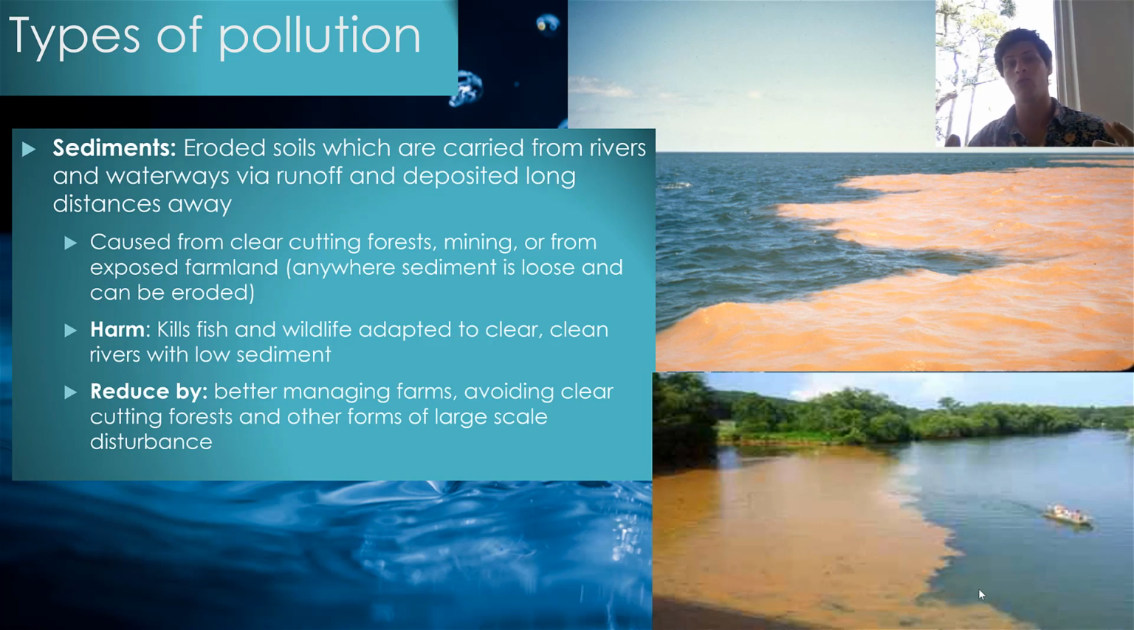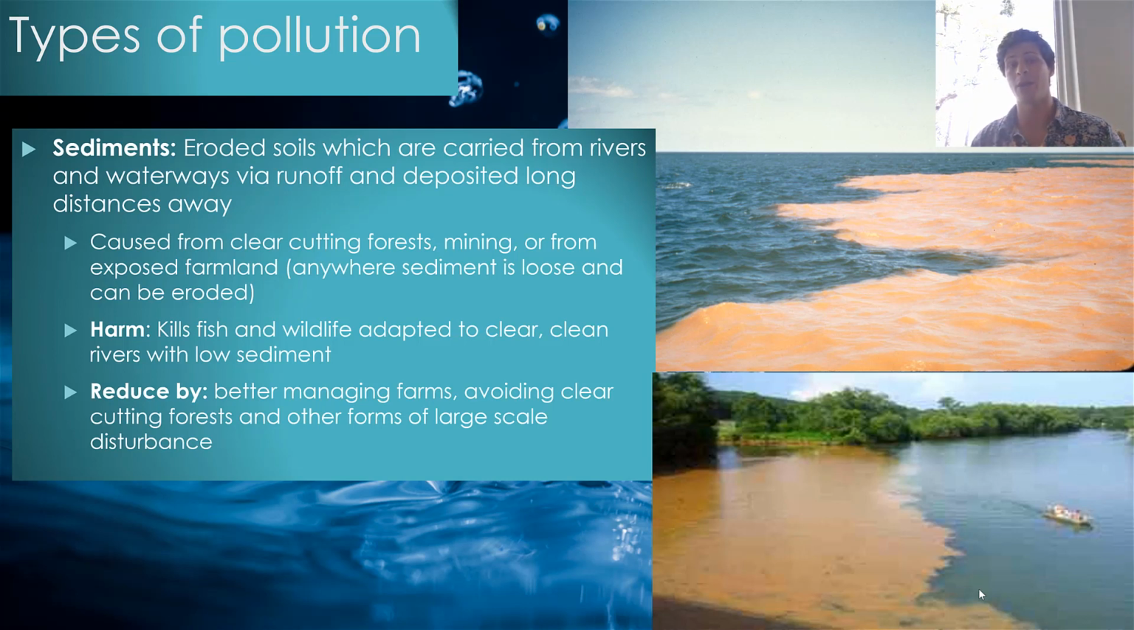Basically, anytime we remove the plant matter above a soil, leaving it exposed, leaving that sediment loose and vulnerable to erosion. This can be very harmful if it happens all at once. It can kill fish and wildlife that have adapted to clear, clean rivers and low-flow sediment. Remember that plants need a lot of sunlight, and when there's sediment pollution blocking sunlight, they die because they are essentially starving from that lack of being able to photosynthesize. And we can reduce this pretty easily.